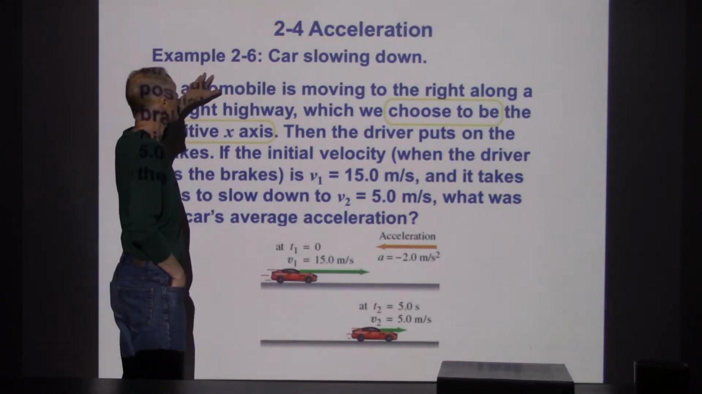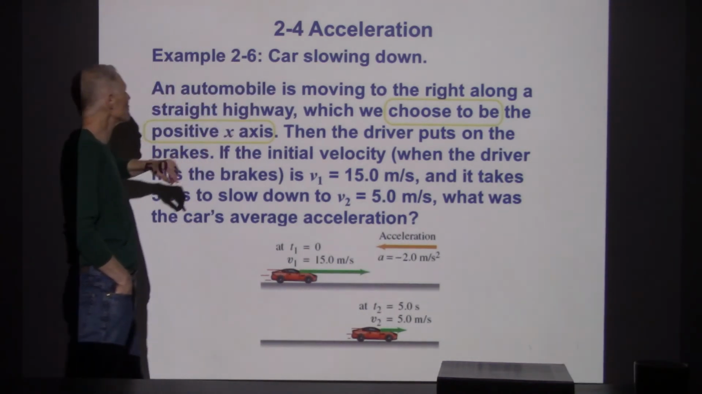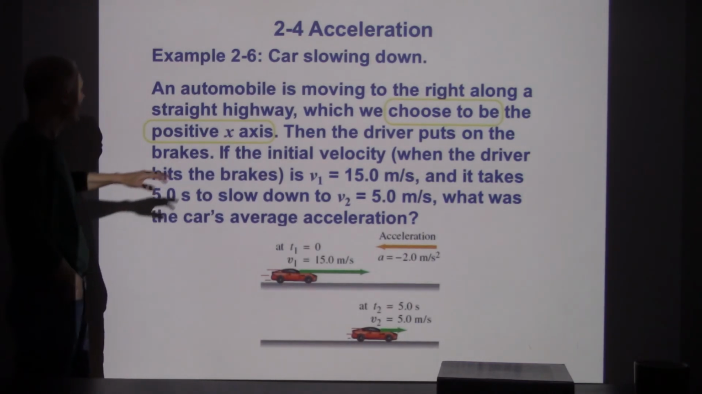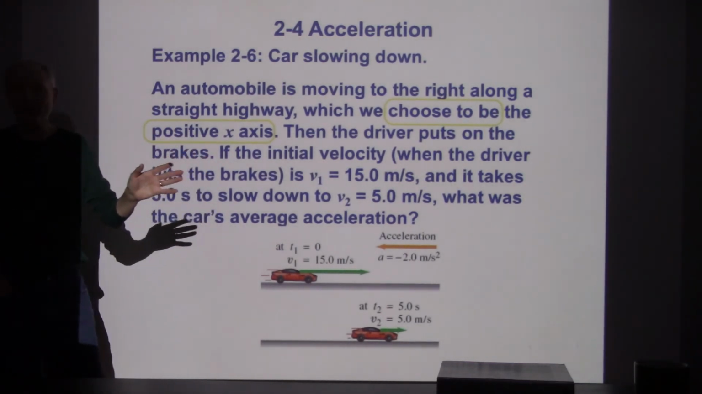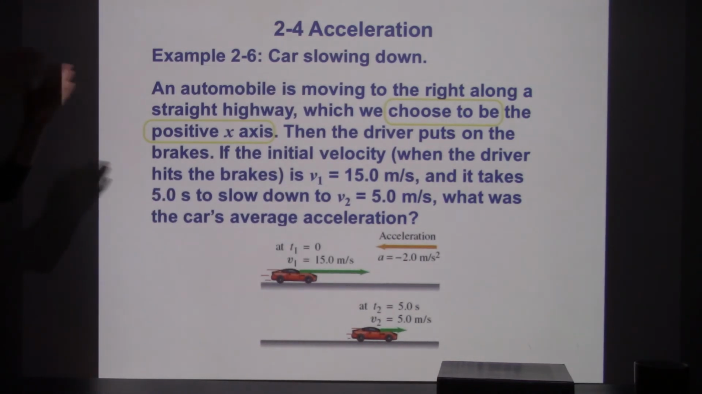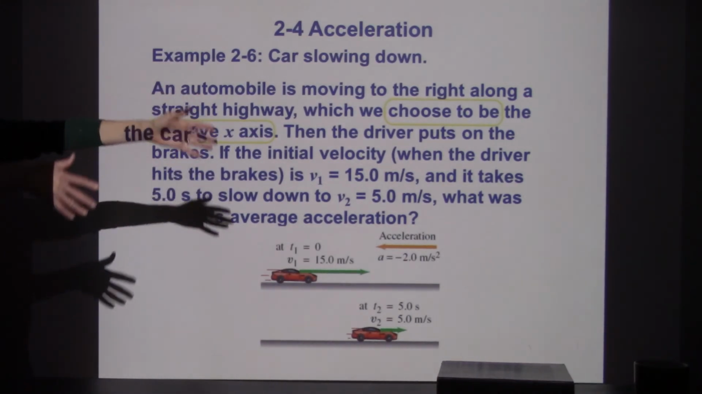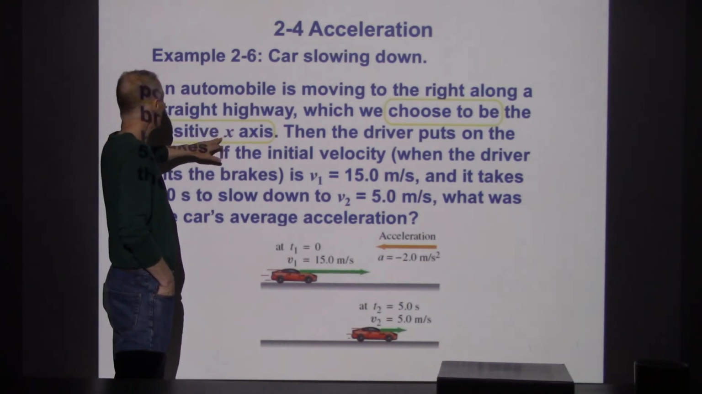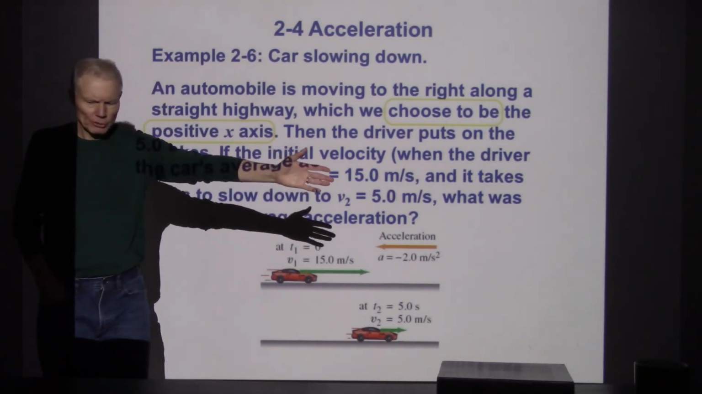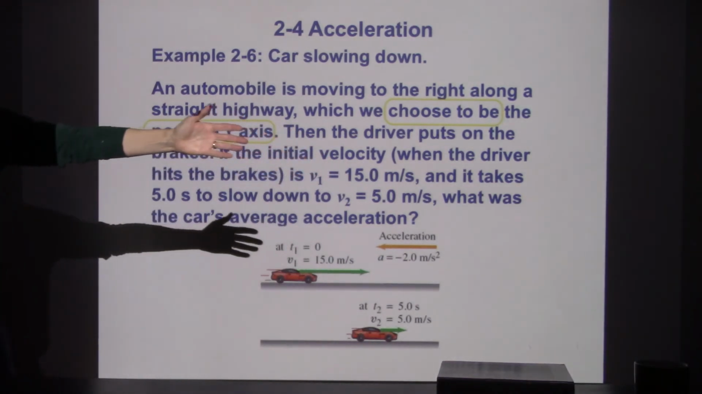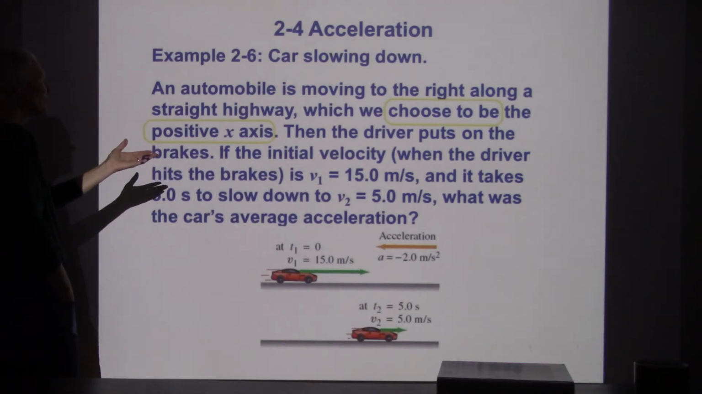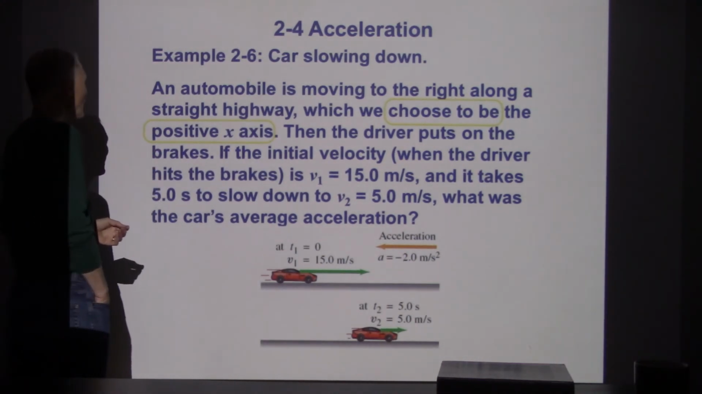So here's an example, car slowing down, example 2.6. An automobile is moving to the right along a straight highway. Again, it's a straight highway, like Interstate 5 driving through the Central Valley. We're choosing the direction of motion to be the positive x-axis, for convenience, and that works out very well. Then the driver begins to put on the brakes and slows down.